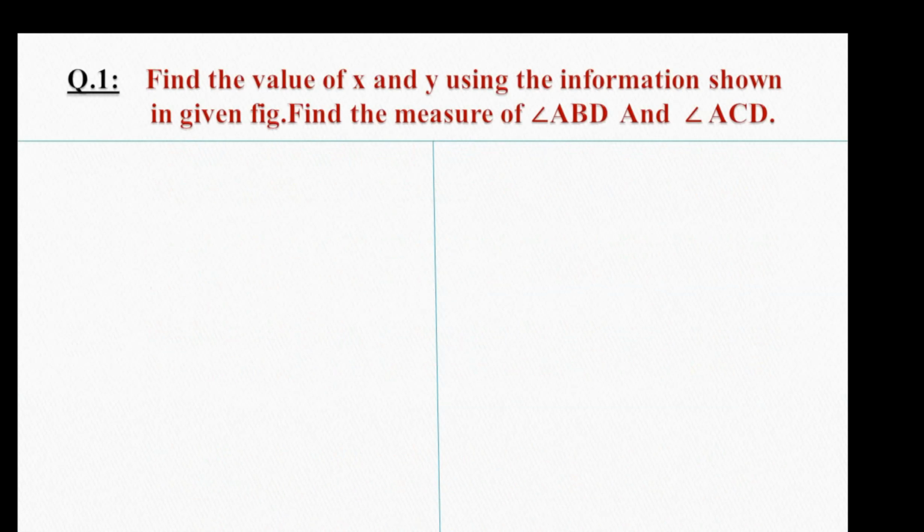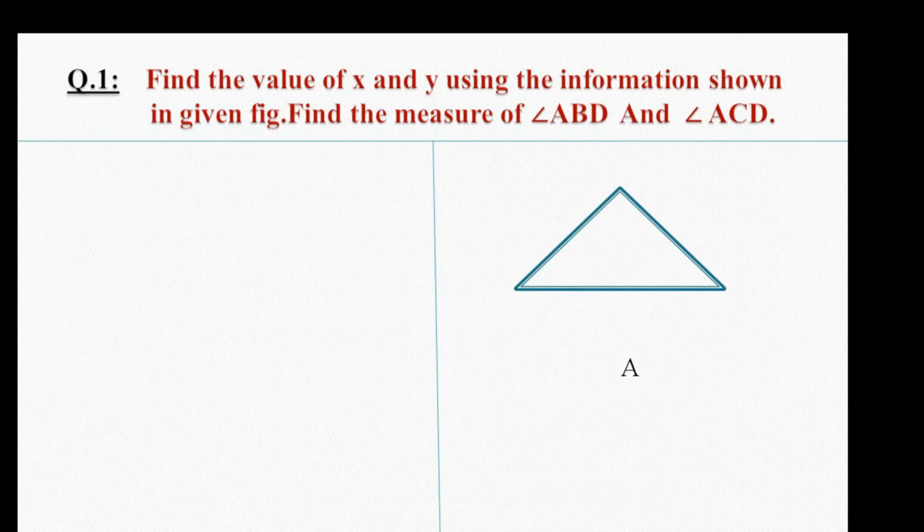So question number 1 is: find the values of x and y using the information given in the figure. Find the measures of angle ABD and angle ACD also. Means two things you have to find out: the value of x and y, and similarly the measure of angle ABD and the measure of angle ACD. The figure is already given to you.